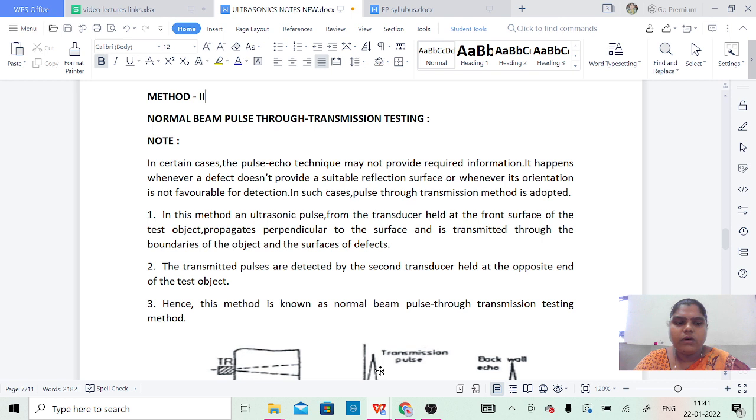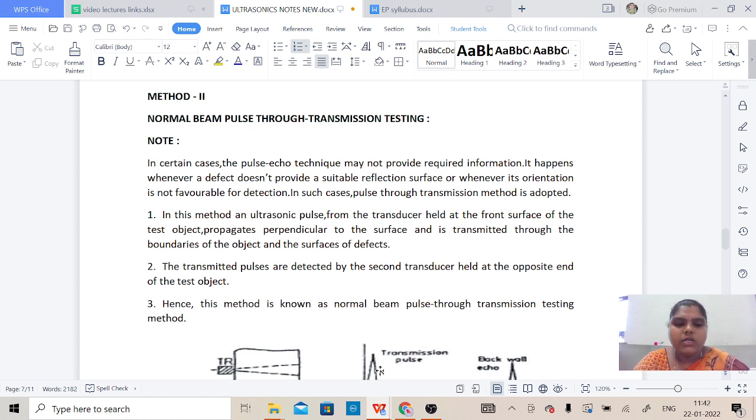It is needed whenever a defect doesn't provide a suitable reflection surface or whenever its orientation is not favorable for detection. In such cases, the pulse through transmission method is adopted. In this method, an ultrasonic pulse from the transducer held at the front surface of the test object propagates perpendicular to the surface and is transmitted through the object. So the flaw is detected whenever the propagation of the ray is perpendicular to the surface.